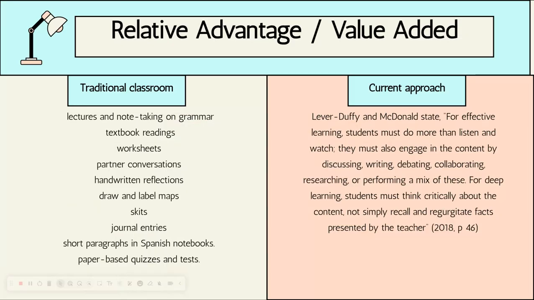I really liked how the book gave me a different perspective on the added value of technology. It said, for effective learning, students must do more than listen and watch. They must also engage in the content by discussing, writing, debating, collaborating, researching, or performing a mix of these. For deep learning, students must think critically about the content, not simply recall and regurgitate facts presented by a teacher.